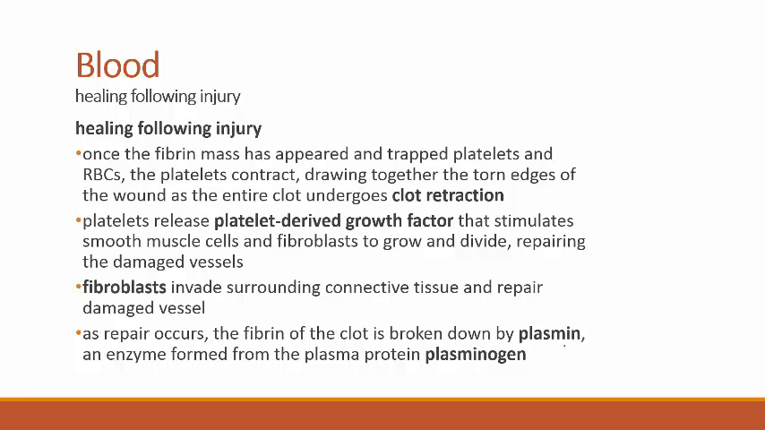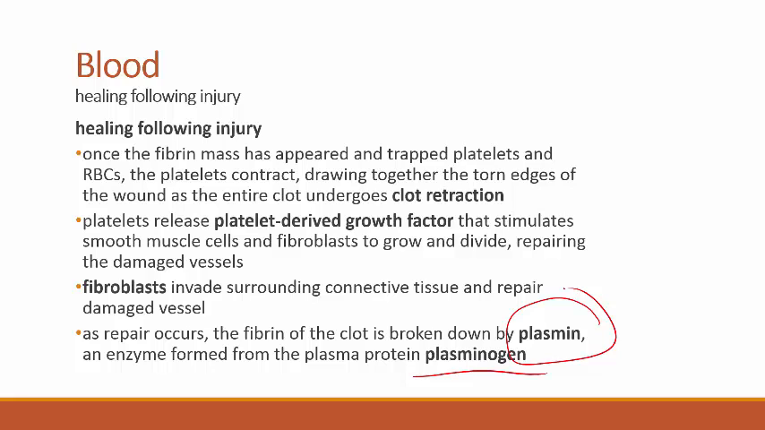Fibroblasts move in from the surrounding connective tissue. They're going to produce collagenous and elastic fibers that will help to repair the damaged blood vessel. And as this repair is occurring, as the blood vessel begins to repair, and as the epithelial, the dermal, the subdermal tissues all get repaired, then the fibrin clot gets broken down by an enzyme that's formed from a plasma protein called plasminogen. The enzyme is called plasmin.